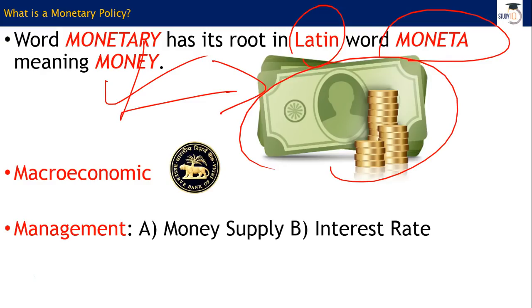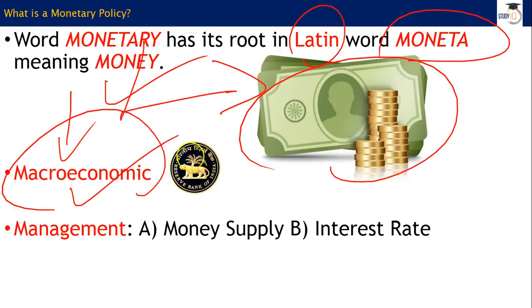So RBI is the bank that looks after this monetary policy, and the nature of this monetary policy is macroeconomic. That means whatever changes are applied to this monetary policy will have a sort of ripple effect or multiplier effect. It will impact the whole economy of our country. It could be in a good way, it could be in a bad way, but it impacts at the macro level. It's not just going to have an impact at the micro level. So it's a big thing. That is the reason you find this word macro here.